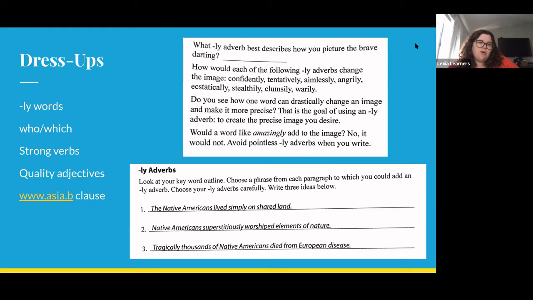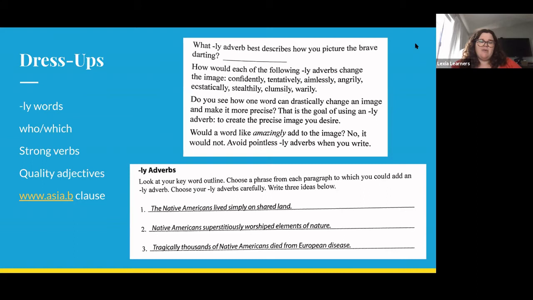The next one is who, which clauses, which is like the emperor who had many friends threw many parties, right? Or the dog which didn't like his food, pushed it over onto the ground, something like that. So it gives more information about a person, a place, a thing, or idea, a noun. Strong verbs and quality adjectives, something we're going to talk about a little bit later.